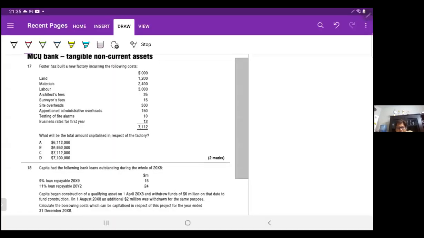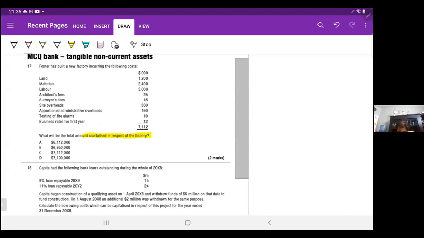Right now, we will look at the MCQs related to the tangible non-current assets, that is IAS 16 2023 related MCQs. So let's dive in. And we have the first question. What will be the total amount capitalized in respect of the factory?